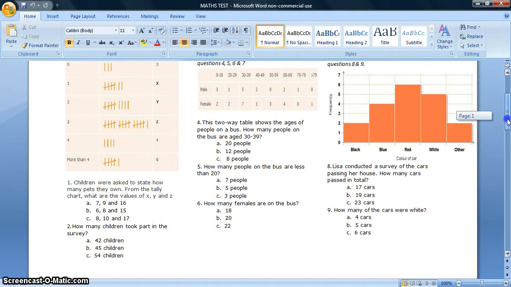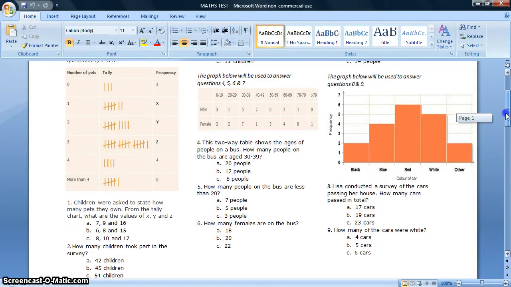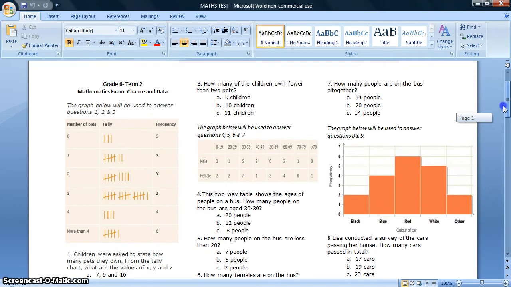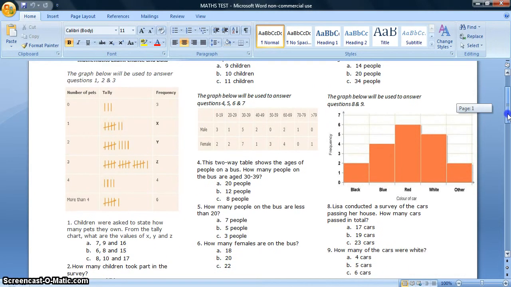Question 2. How many people took part in the survey? A. 42 children. B. 45 children. Or C. 54 children. Question 3. How many of the children own fewer than 2 pets? A. 9 children. B. 10 children. C. 11 children. The graph below will be used to answer questions 4, 5, 6, and 7.